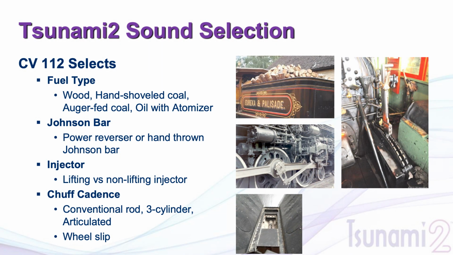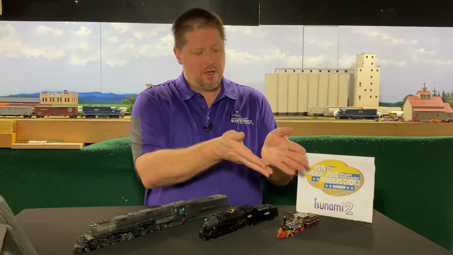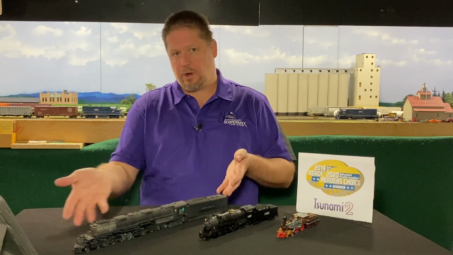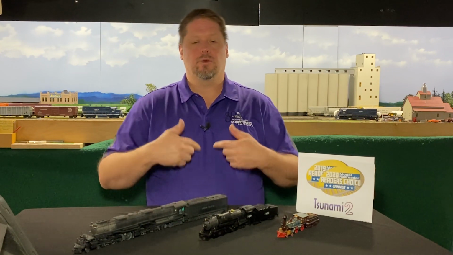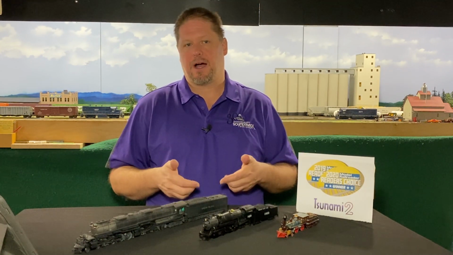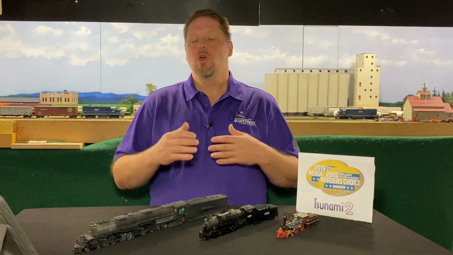Now some of the other sound selections you can pick in CV112 determines which type of fuel is being used. So whether you have a coal burner locomotive, an oil burner, a coal burner with a stoker or an auger which will feed the coal into the firebox, or even an old wood burner. And all the sounds of loading fuel in function 17 will change depending on which fuel type you've selected.